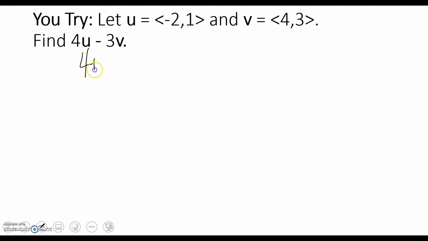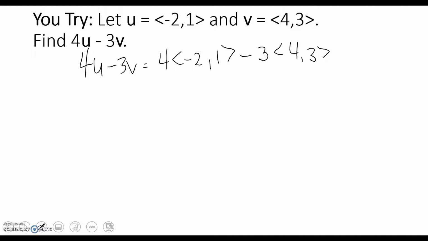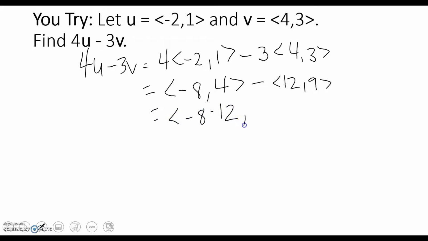Okay, so let's walk through this. 4u minus 3v is equal to 4 times the vector (negative 2, 1) minus 3 times the vector (4, 3). 4 times (negative 2, 1) would be (negative 8, 4), and 3 times (4, 3) would be (12, 9). If you subtract those, you get negative 8 minus 12 and 4 minus 9. You get the vector defined by the point (negative 20, negative 5).